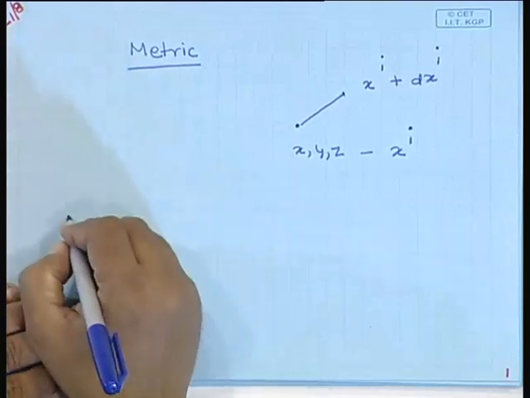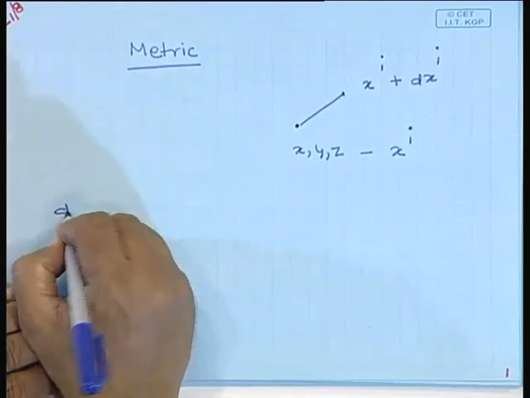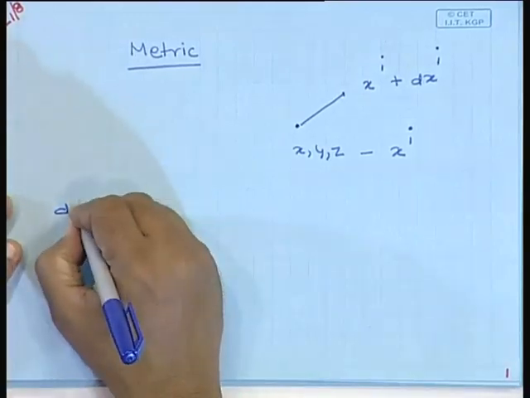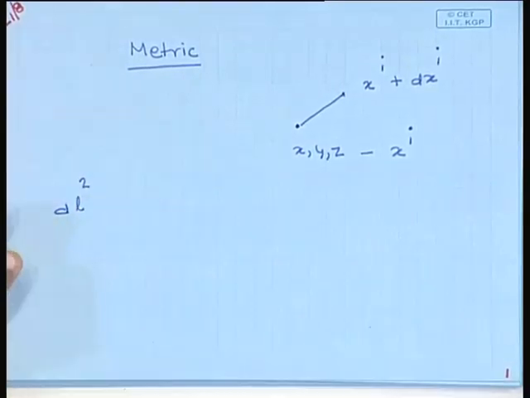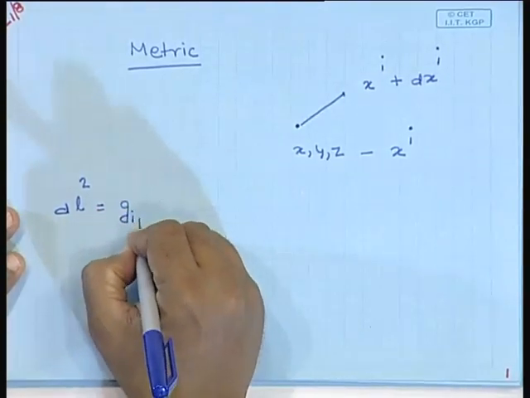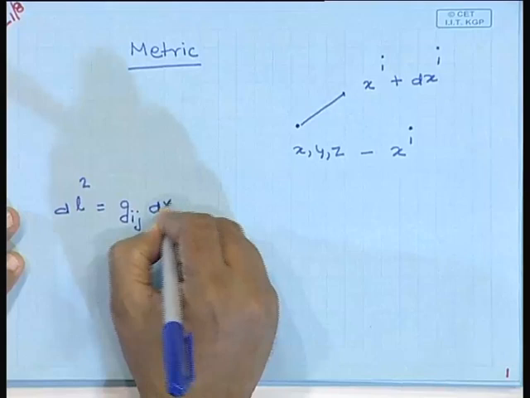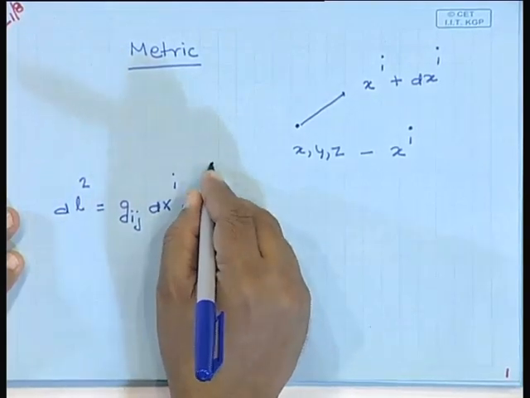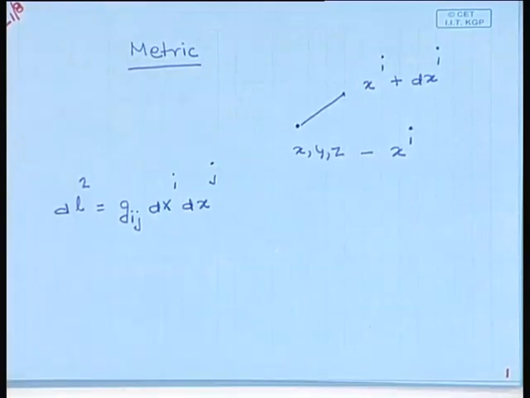And the metric tells us how to calculate this in some general curved coordinate system, curved space. It tells us that the length squared is gij dxi dxj. That is the definition of the metric, I am repeating it.